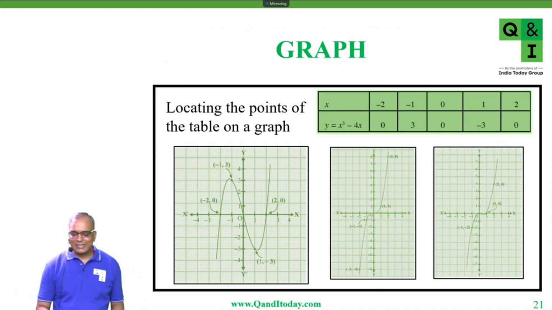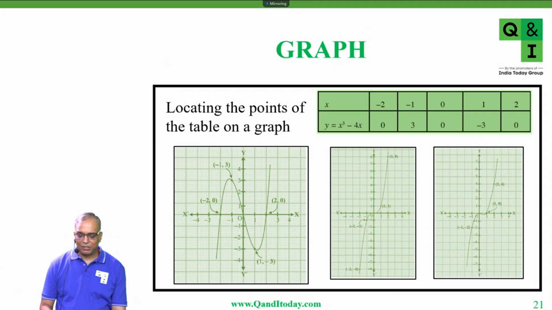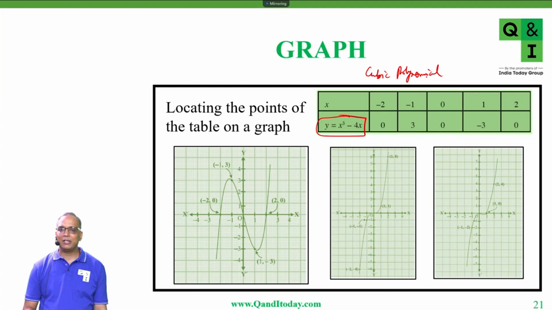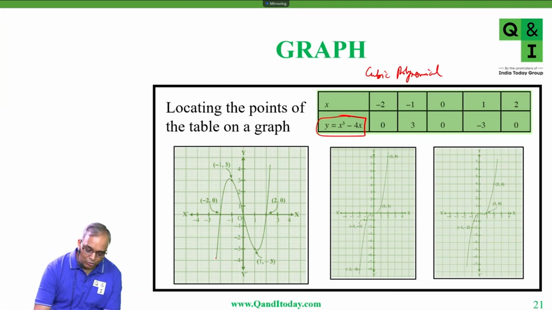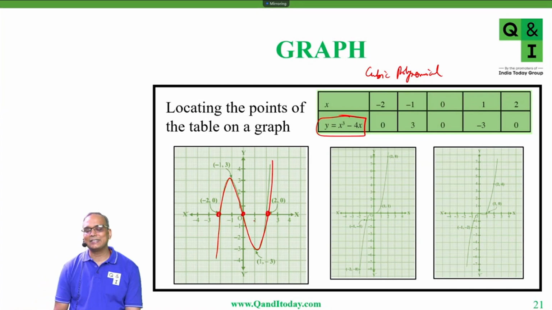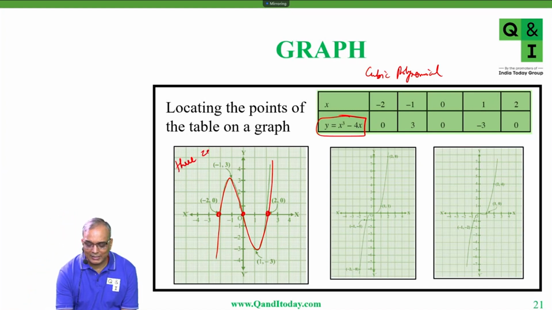So if you can see here the graph, now locating the points of the table on a graph. This is an example of a cubic polynomial. See, this is degree 3. So this is a cubic polynomial. In the case of a cubic polynomial, we are seeing three cases. So if you draw the graph, here the graph cuts the x-axis at 3 points. It intersects the x-axis at 3 points. So the number of zeros here is 3 zeros.